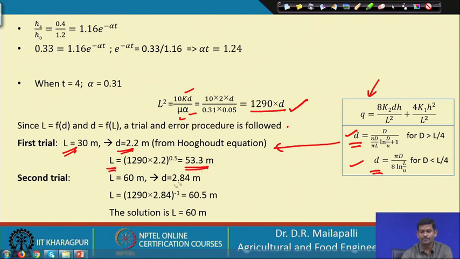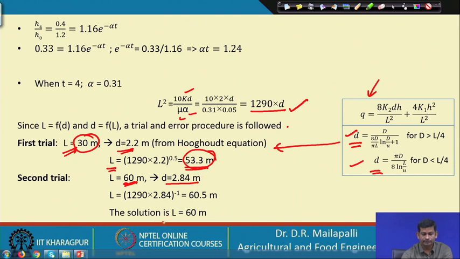Now, this is 53.3 meter. So, for a 30 meter initial guess, you get 53.3 meter. So, this is not a good guess. So, now what we have to do? You have to go for another guess, L is equal to 60. So, always go with the last determined value as the initial guess, so that it converges faster. So, then L is equal to 60 meter and D is equal to 2.84 if you follow the same procedure.